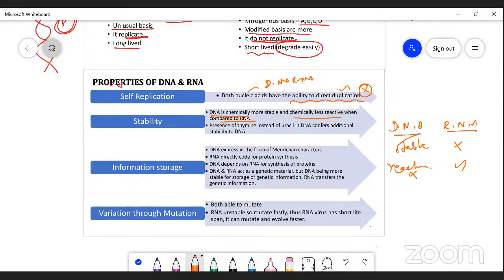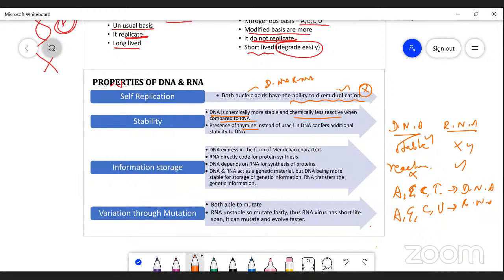Okay. Presence of the thymine. In the DNA we are taking adenine, guanine, cytosine, and thymine. These are the nitrogenous bases. In the RNA we are taking adenine, guanine, cytosine, and uracil. So the presence of thymine instead of uracil in the DNA confers additional stability to the DNA. The DNA is more stable than the RNA.